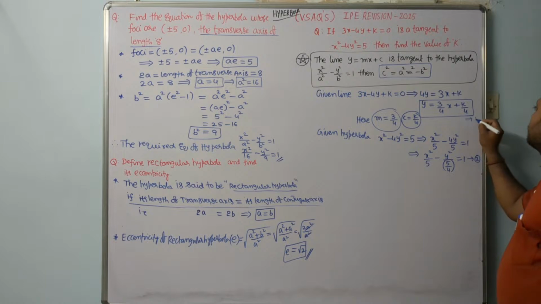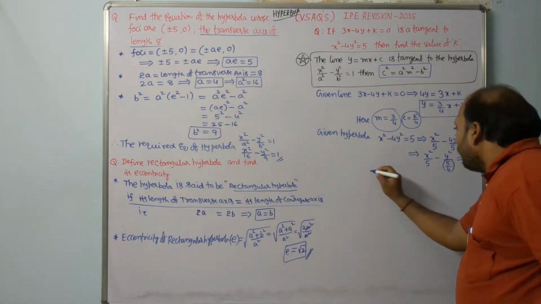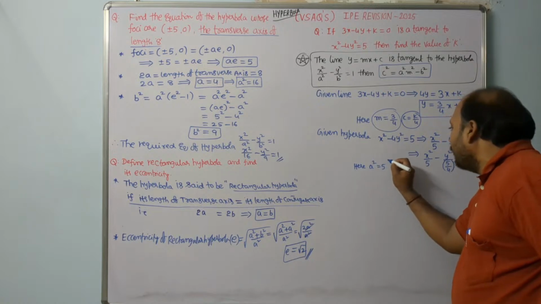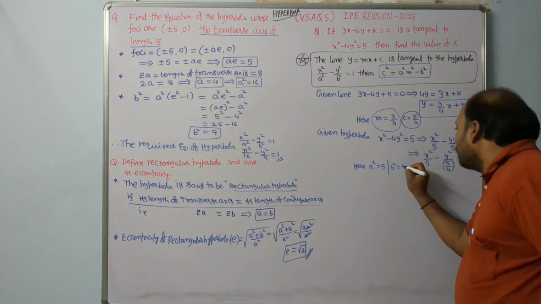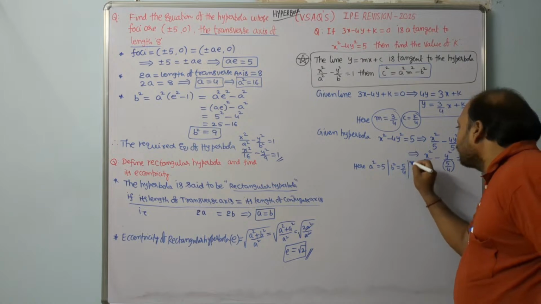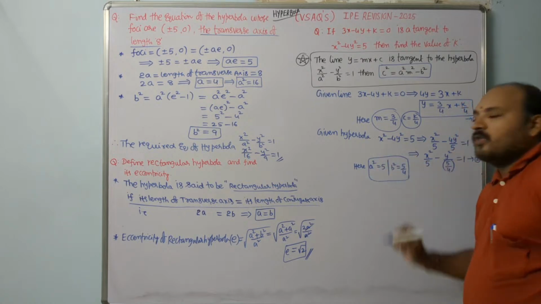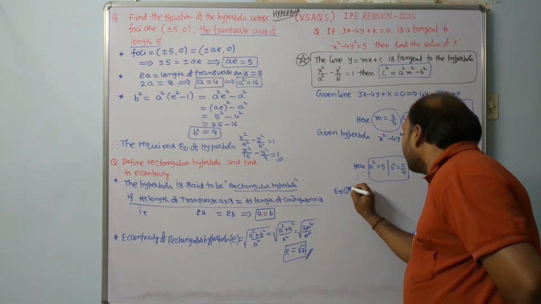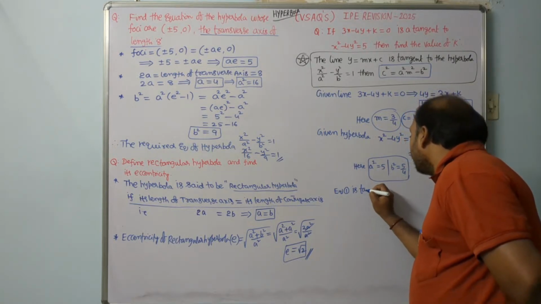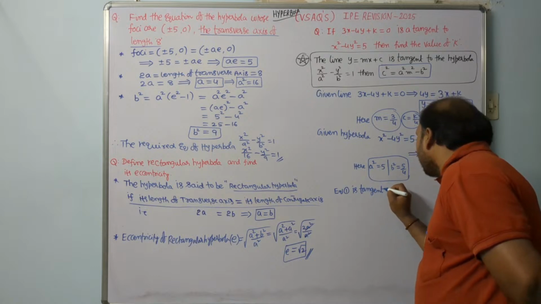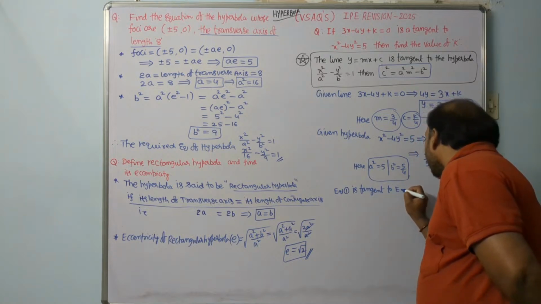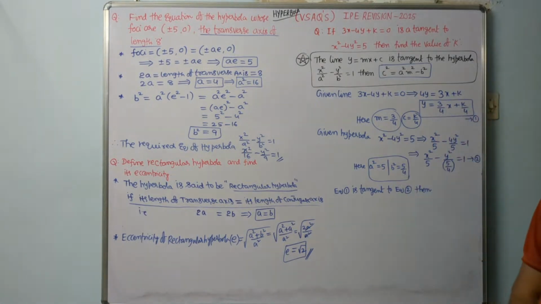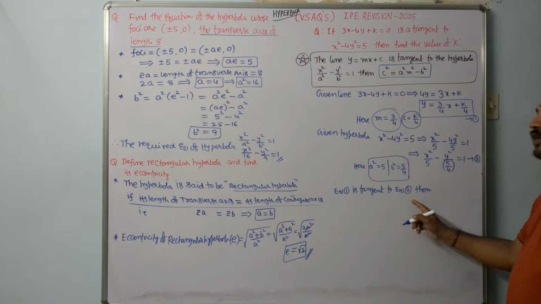This is equation number 1. Here, what are the values? You have to mention that. Here a square equal to 5 and b square equal to 5 by 4. After that, equation 1 is tangent to equation 2. Then, equation 1 is tangent to equation 2.